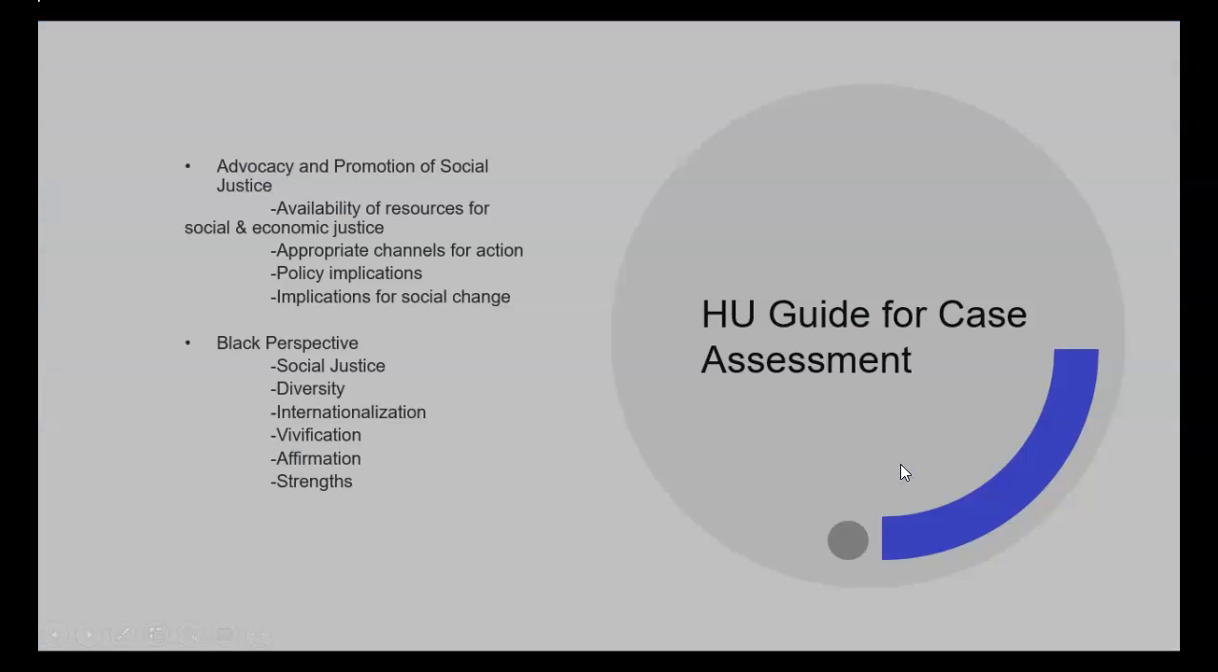Other things to think about when you are documenting, and what we encourage students to do when using the Howard University Guide for Case Assessment, is making sure that your advocacy skills and values and standards related to advocacy show in your documentation, as well as your promotion of social justice. This includes making sure availability of resources for social and economic justice are listed in your documentation, and that you list appropriate channels for action, policy implications, and implications for social change.